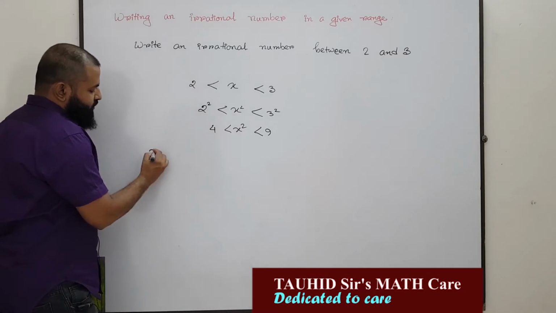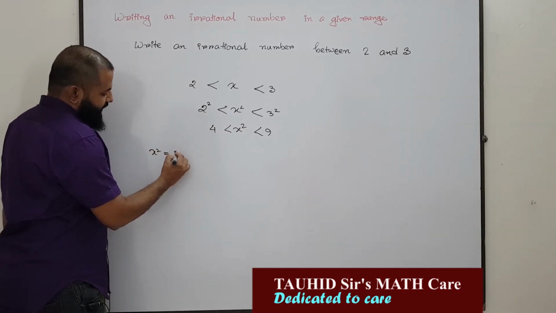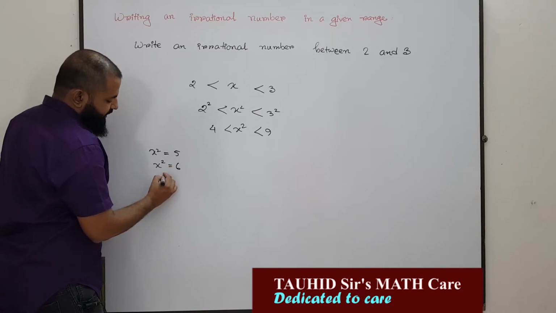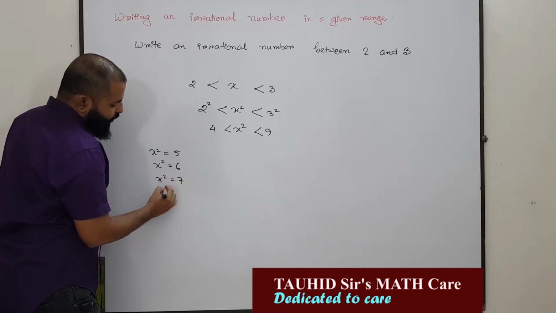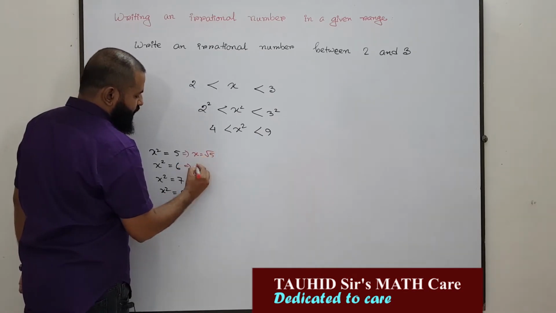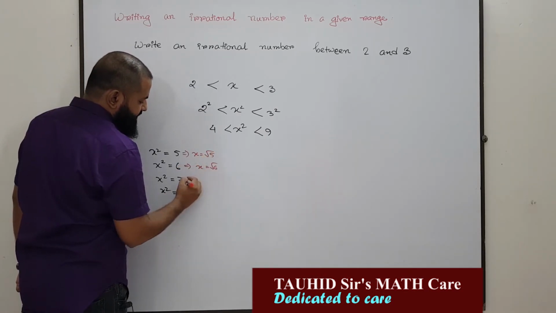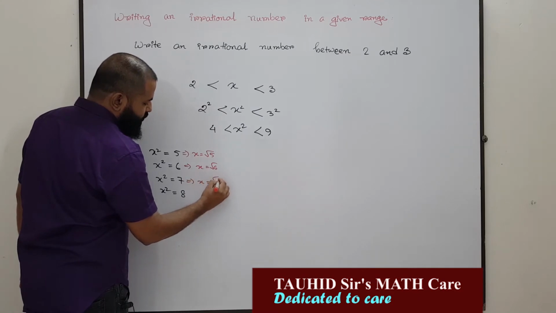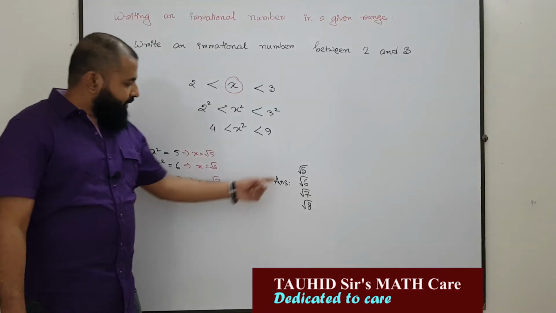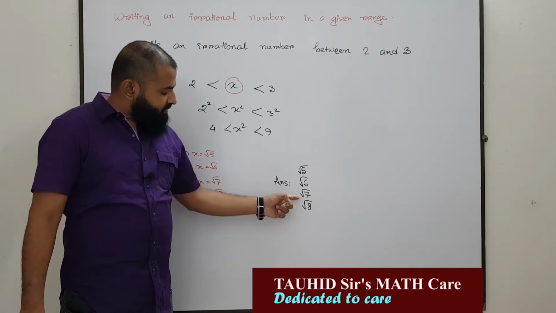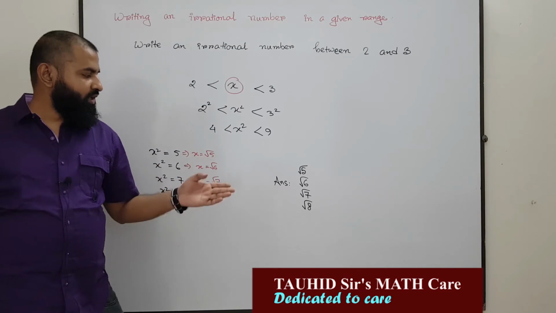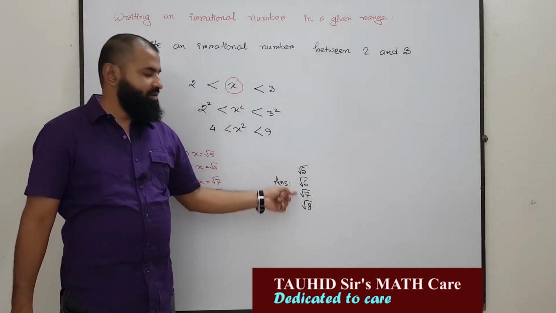So we can choose x square as 5, we can choose it as 6, we can choose x square as 7 or 8. That means x equals root 5, or x equals root 6, x equals root 7, x equals root 8. So we can write root 5, root 6, root 7 or root 8 as the answer. It doesn't matter which one I write, any of them is a correct answer.